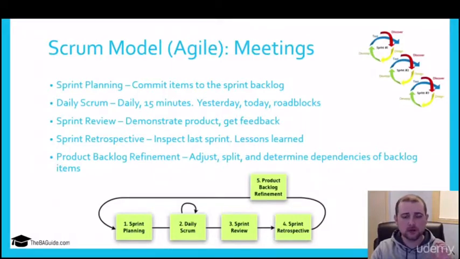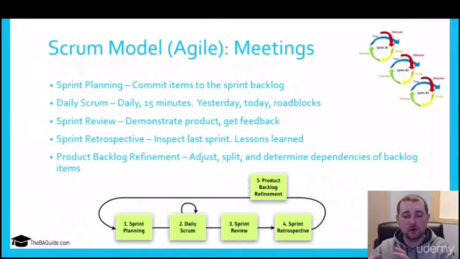Another meeting that happens is... So we started with the sprint planning meeting that happens at the beginning of the sprint. Your daily scrum, that's obviously happening every day. So that's a repeatable thing depending on how many days your sprint is. Once that sprint is done, you do a sprint review. So you're demonstrating that product. You're getting feedback from the business, from users, from the product owner. And so you have something tangible you're showing. Maybe even letting them click around with it and play with it a little bit. You're getting some good feedback.